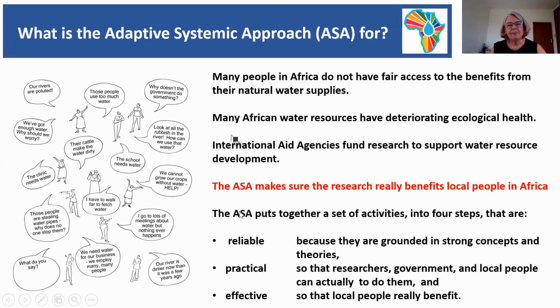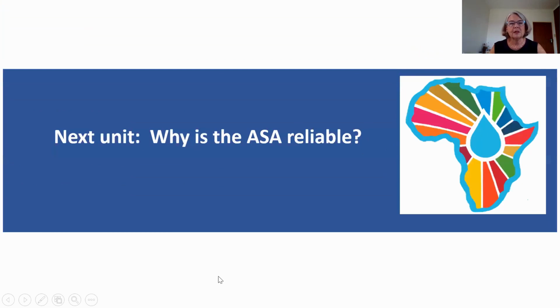And we've done this by putting a set of activities into 4 steps. It's condensing this new way of thinking into 4 practical steps that can be done, so that we can present to you an adaptive systemic approach that is reliable. And it's reliable because it's grounded in strong concepts and theories. Practical, so that researchers, governments, government institutions, and local people can actually take those steps. And effective, so that local people really do benefit from the research that is done.